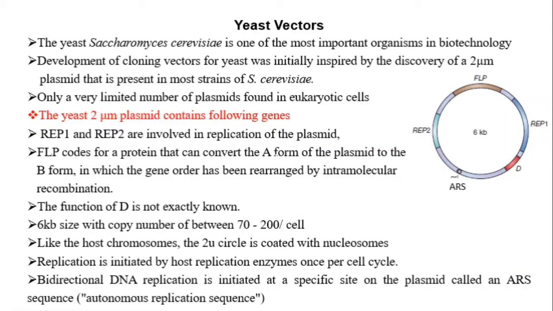The yeast Saccharomyces cerevisiae is one of the most important organisms used in biotechnology. The development of cloning vectors for yeast started after the discovery of the 2-micron plasmid that is present in most strains of Saccharomyces cerevisiae. Only a very limited number of plasmids are found in eukaryotic cells.